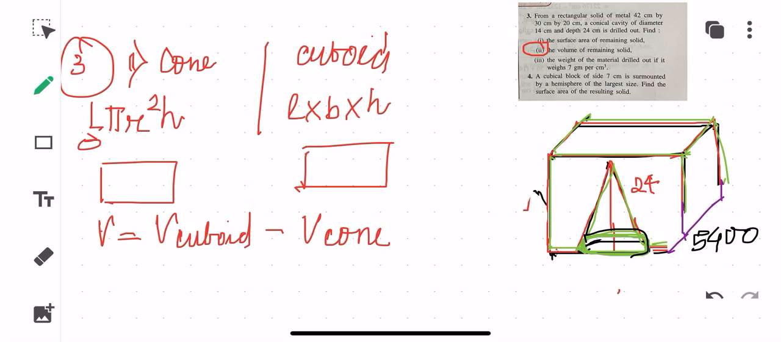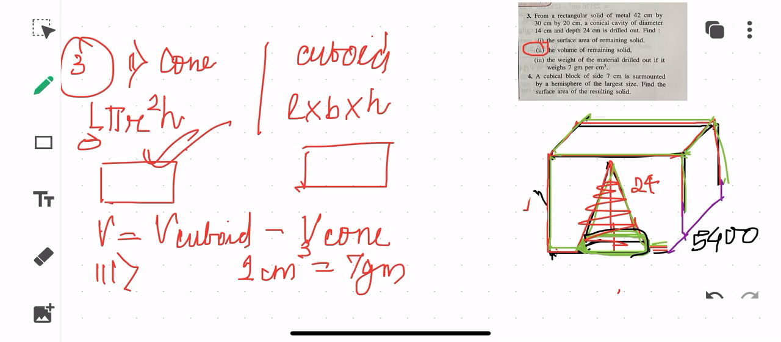Now the third is weight of the material drilled out. So what is the material that is drilled out, children? If it weighs, you will be writing, 1 centimeter cube is equal to 7 gram. And what is drilled out? Drilled out is actually the volume of the cone. So you will be calculating the volume of the cone here. So 1 centimeter cube is equal to 7 grams, so this much centimeter cube will be equal to this much into 7 gram. So here you will be doing volume of the cone into 7. That's it. Okay, so this third sub question also you are going to take as homework.